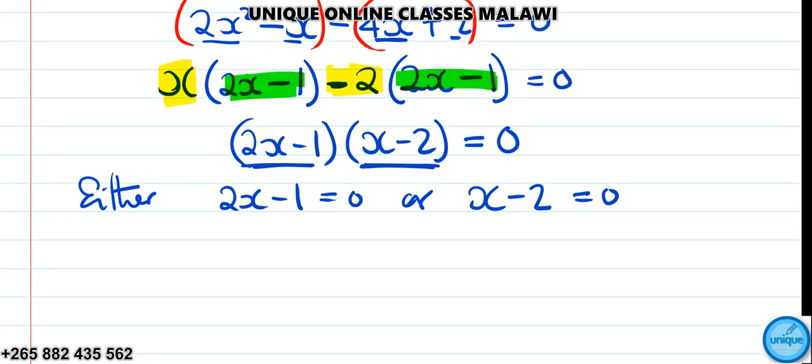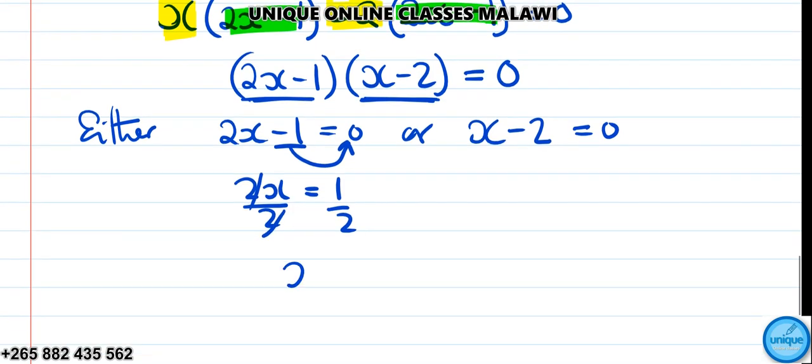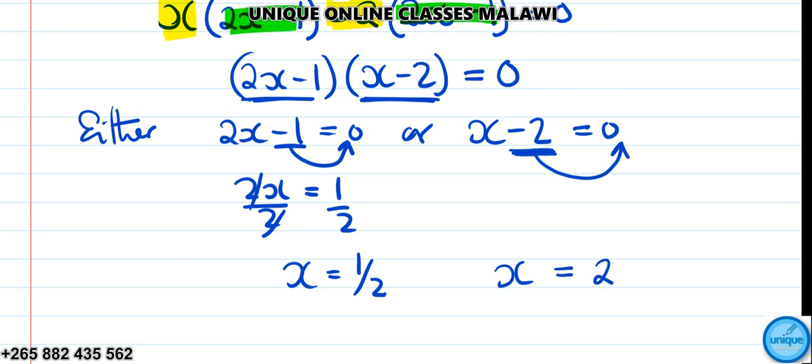Then to find the value of x, it will be 2x is equal to positive 1. If the 1 goes to that side, I call it positive. So to find the value of x, we're going to divide both sides by 2. So it will be x is equal to positive half. Whereas coming to this side, this 2 is negative. If it goes to that side, I call it positive. So the value of x will simply be x is equal to positive 2.